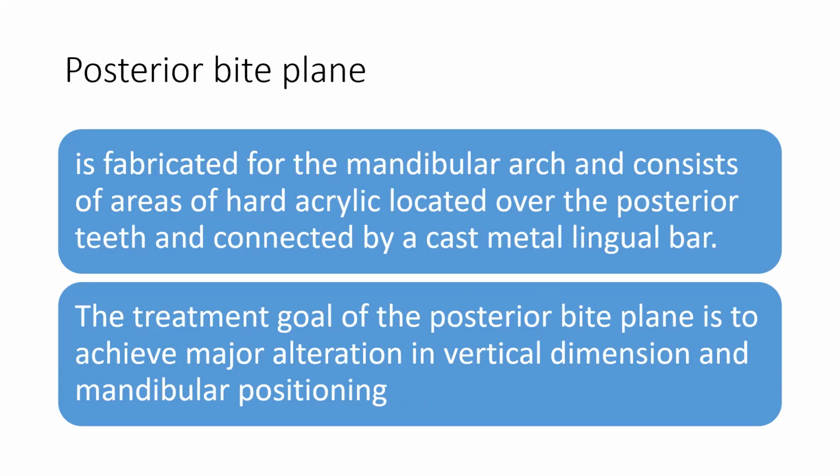So going to the posterior bite plane, it is fabricated mainly in the mandibular arch, and it consists of hard acrylic that is located over the posterior teeth, and in the anterior area it is connected by the metal lingual bar. And the function of this posterior bite plane is that it has to achieve the alteration in the vertical dimension, and it has to alter the mandibular position.